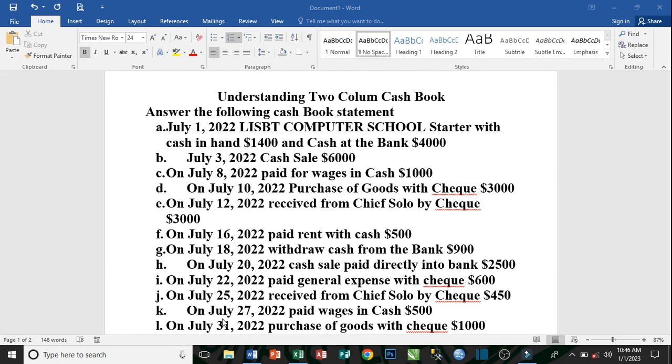On July 27th, 2022, paid wages in cash, $500. On July 31st, 2022, purchase of goods with check, $1,000. We're going to post this in Excel.